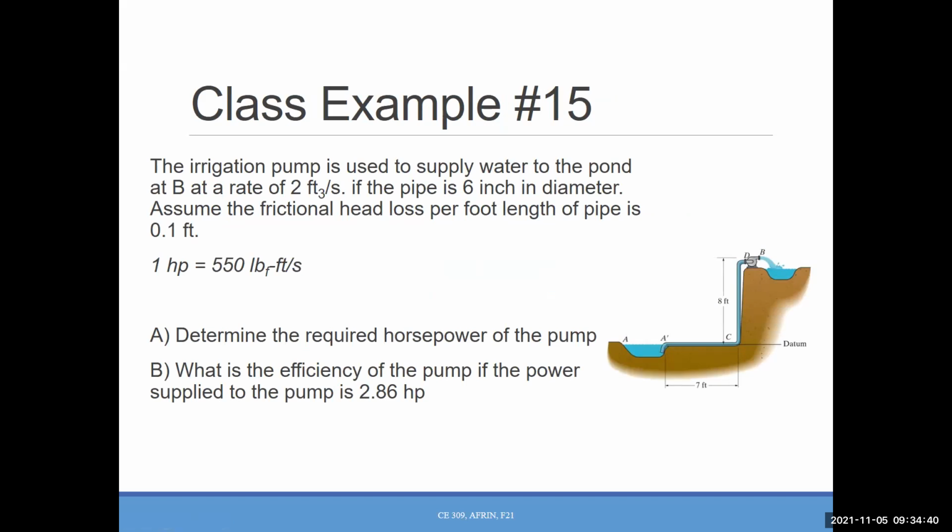The irrigation pump is used to supply water to a pond at B at a rate of 2 feet cubed per second. Okay, that should be feet cubed.